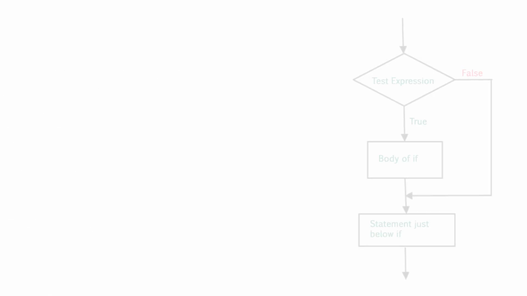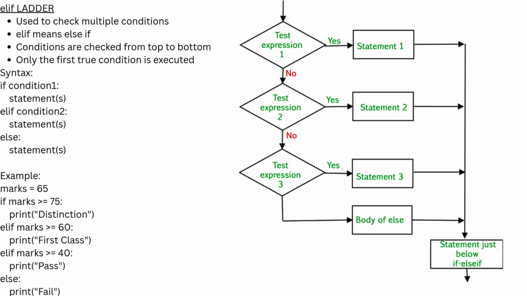The elif ladder is used when we need to check more than two conditions. The word elif means else if. Python checks conditions one by one from top to bottom. As soon as a condition becomes true, its block is executed and the remaining conditions are skipped. The else block is executed only when none of the conditions are true. The elif ladder is commonly used for grading systems and category-based decisions.